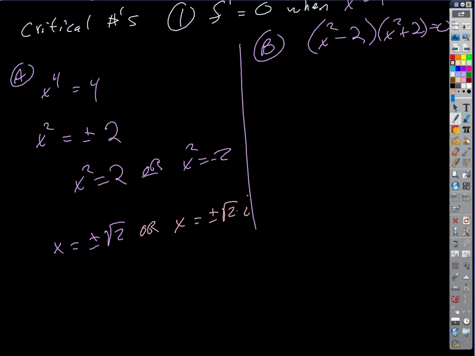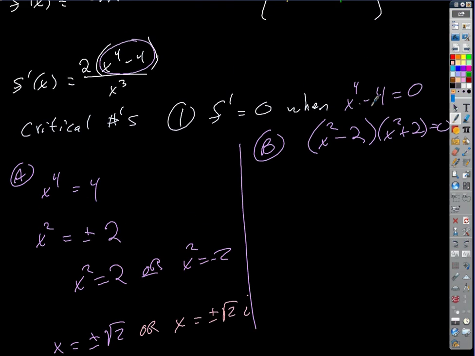It's probably better to factor. If I think of x to the fourth minus 4 as a difference of squares, I could factor that into x squared minus 2 times x squared plus 2. And then that's going to quickly give me my solutions. x equals plus or minus radical 2. And then these I would recognize are giving me complex solutions with imaginary parts, so I can just discard those. Okay, make sense? All right, so we got our critical numbers for when the derivative is equal to 0.